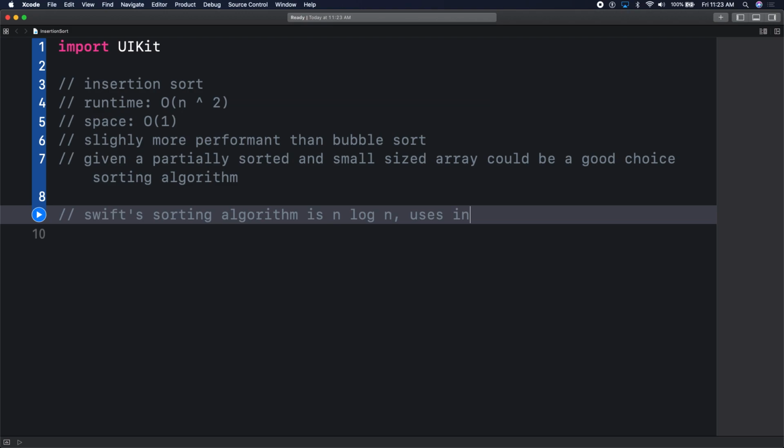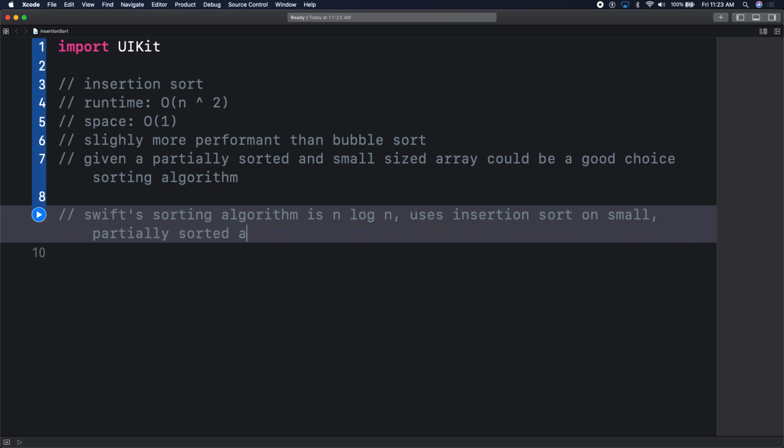It uses insertion sort on small partially sorted arrays. I'll put hybrid here. The algorithm is optimized such that it knows which algorithm to use and how to switch when it does some sorting on our array collections in Swift.